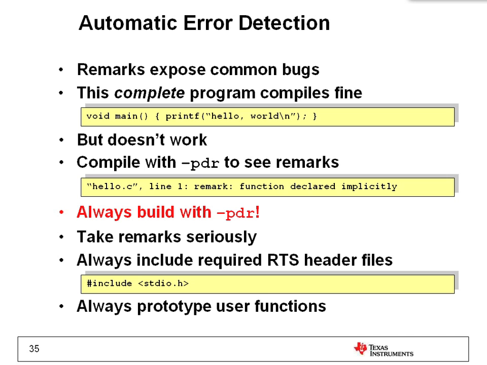And so you want to know, well, what's going on here? Well, if you build with -pdr, or I think it's --issue_remarks is the long form, you'll see this diagnostic right here, the line 1 remark: function declared implicitly. What's really going on is that you're calling the printf function without giving a prototype for it. And this becomes important in the case of printf. Printf is what we call a variadic function. You can pass a variable number of arguments to it.